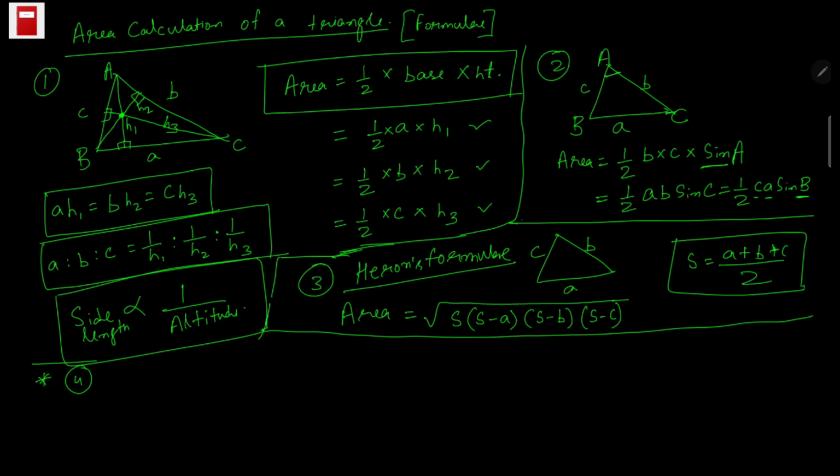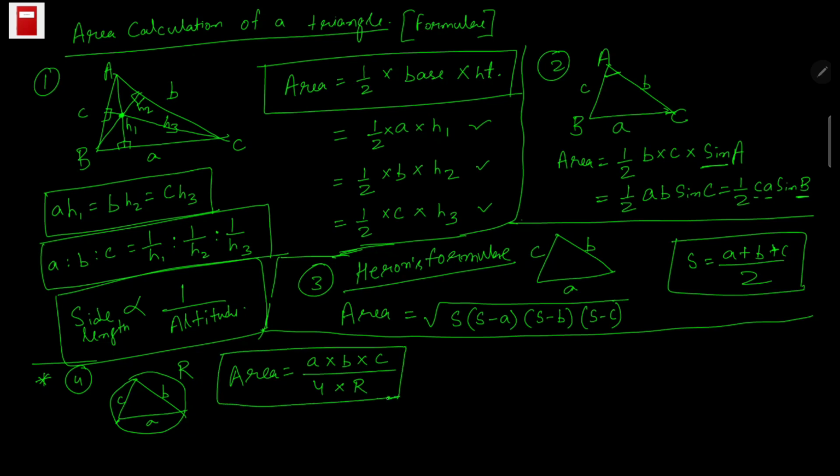Fourth one, if I know a triangle and if I know the length of sides as well as the length of circumradius, and suppose the circumradius is R, then area of triangle can also be calculated as product of sides divided by 4 times the circumradius, right? So actually this is not the formula of area. We calculate circumradius from here, right? And that is product of sides divided by 4 times area of triangle. Okay, just be very clear about this.